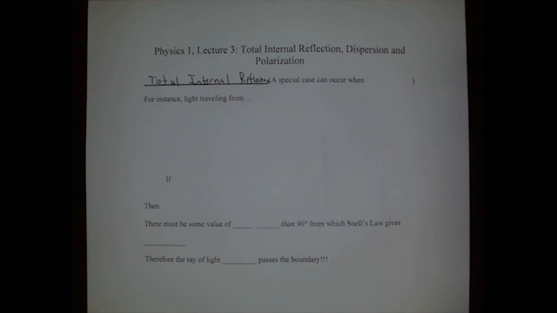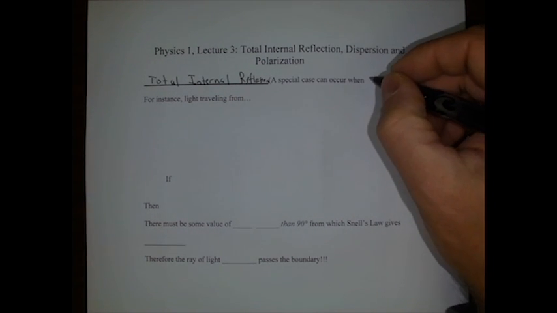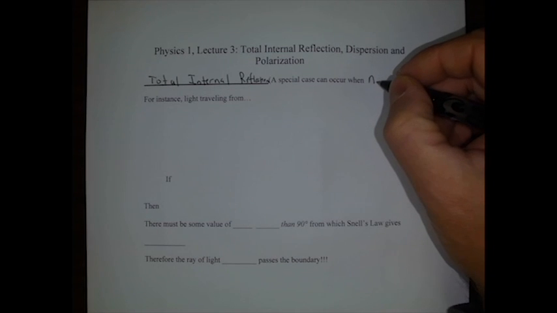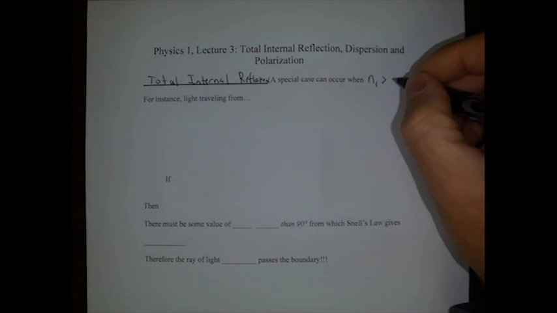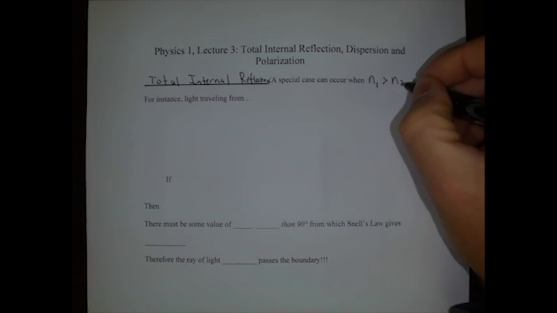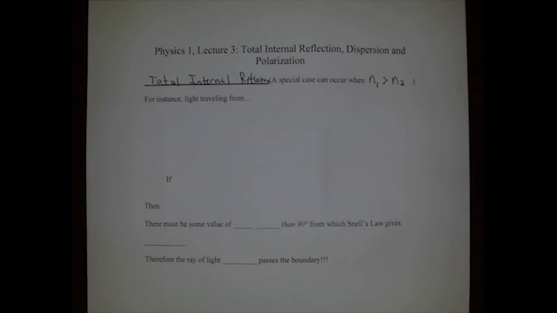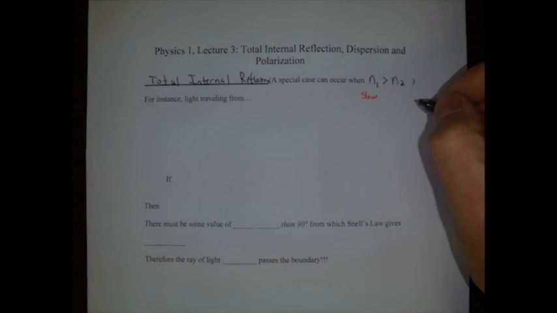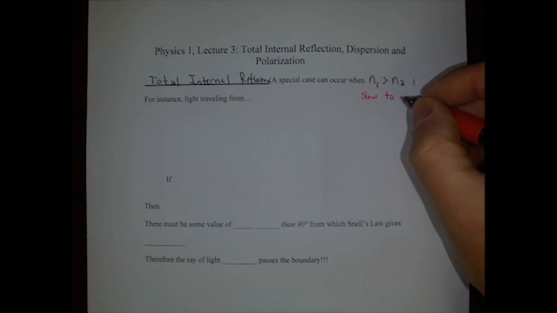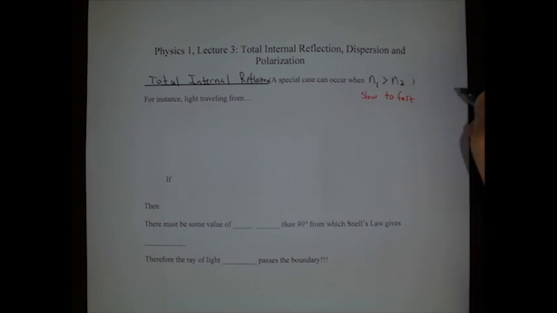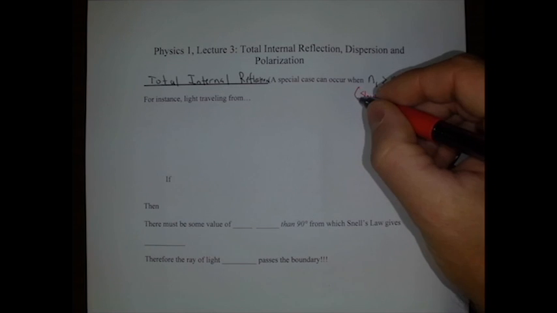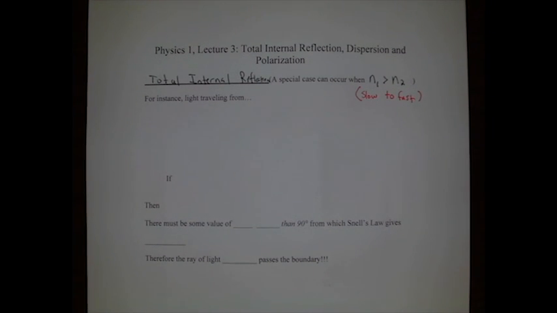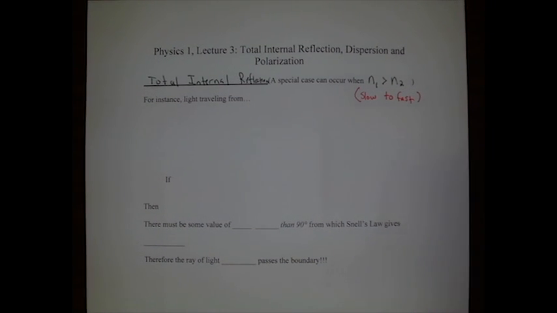Total internal reflection. Now, this is a special case that occurs only with a certain set of indices of refraction such that N1 is greater than N2. So remember, N, the index of refraction, refers to the speed of light in that material. If N1 is the greater of the materials, then that material slows light more. So we're talking about light going from slow to fast medium. This only happens in this particular arrangement. It doesn't work going fast to slow, just slow to fast.